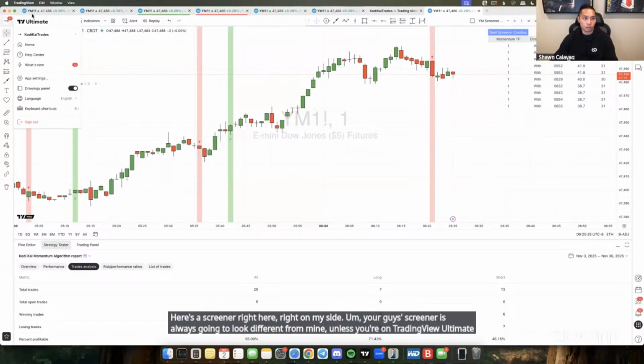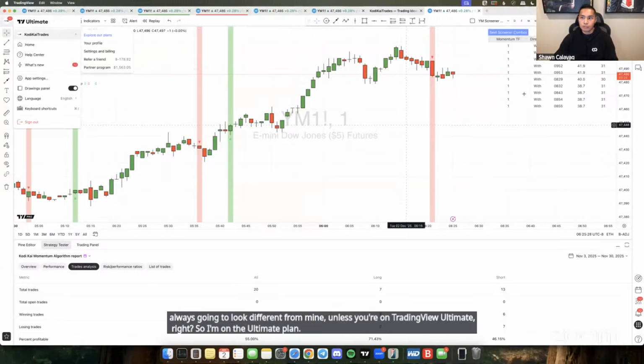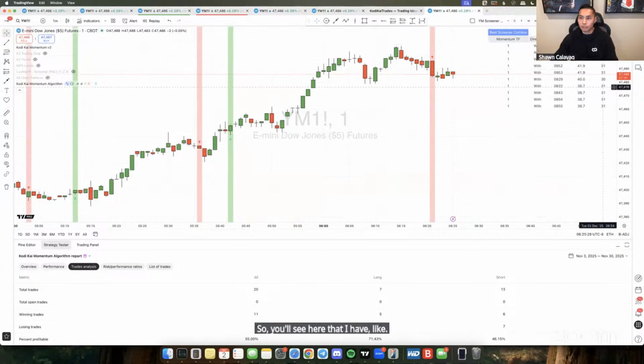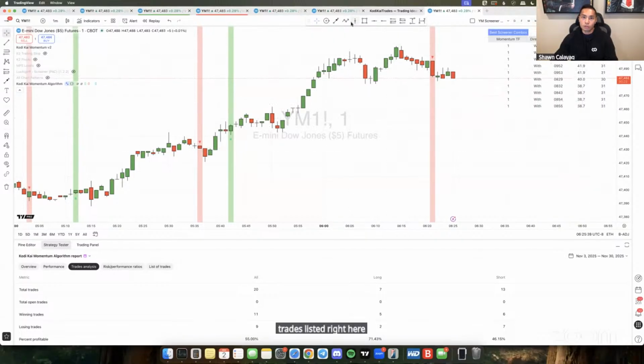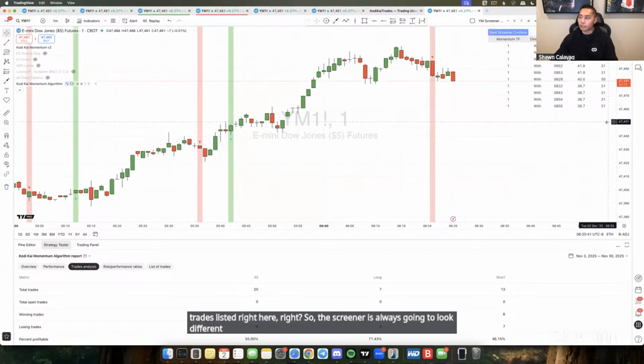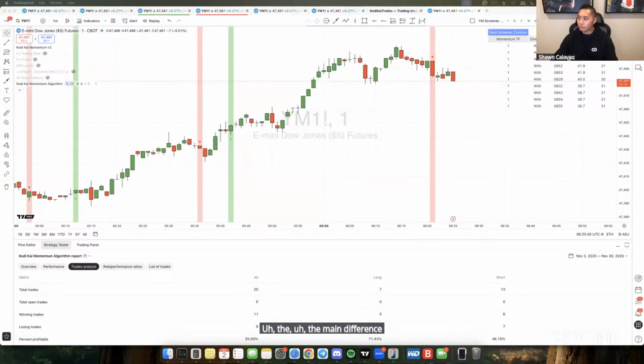I'm on the Ultimate plan, so you'll see here that I have like 31 trades listed, right? If you're not on Ultimate or if you're on a lower plan, you're probably going to see maybe 20 or 15 or 10 or 12 trades listed right here. So the screener is always going to look different on mine because I have more data. The main difference as well is that I'm not even using the screener, guys.